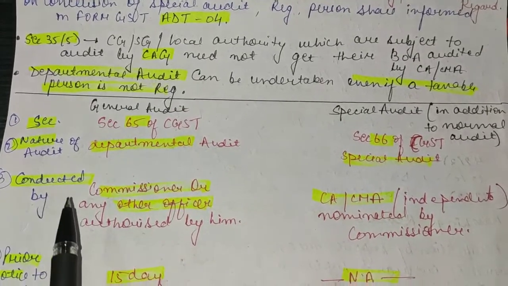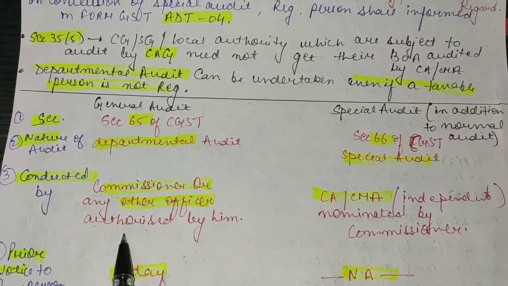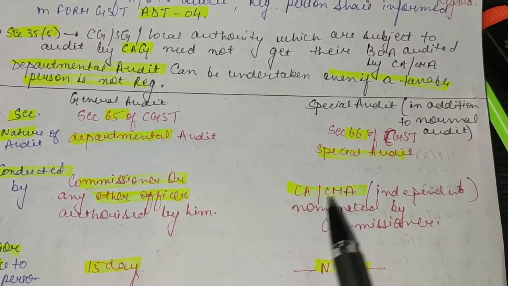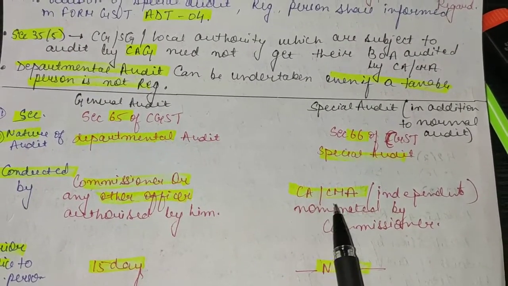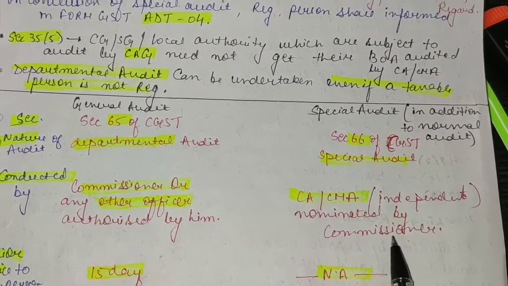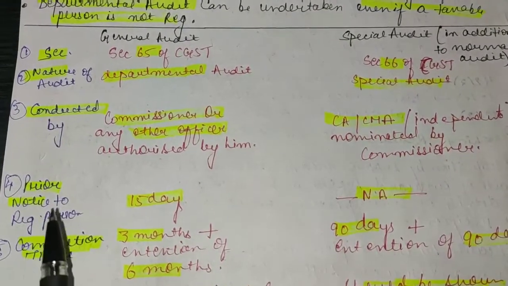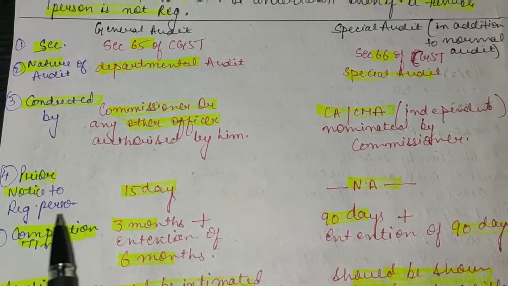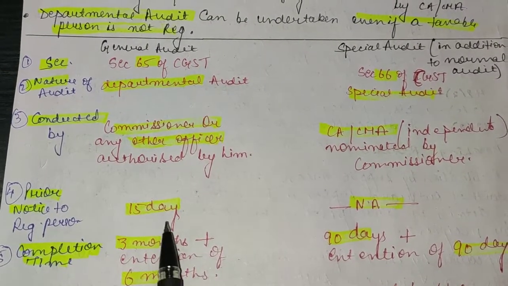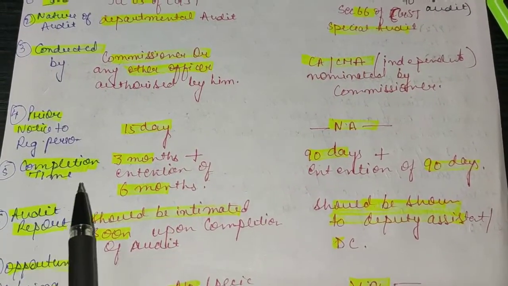Okay? Now it is conducted by, that is general audit is conducted by the commissioner or any other officer which is authorized by him. Authorized by him means authorized by the commissioner itself. And special audit is done by a CA or a CMA, and that also should be an independent CA or CMA that is nominated by the commissioner and should not be the employee of the company. Okay? Now prior notice to registered person. In case of general audit, prior notice to registered person should be given before 15 days, and in special audit it is not applicable.